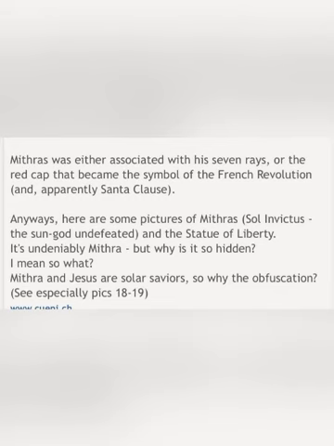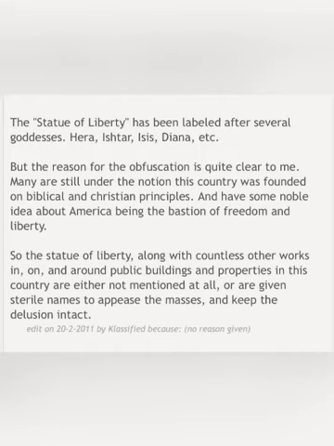Mithra and Jesus are solar saviors, and they have the exact same life. Born of a virgin, died, resurrected, and have kind of vampire energy because they say, drink my blood and live forever. Zoroaster, Jesus, Mithra, drink my blood and live forever, and they're over there by Transylvania. The Statue of Liberty has been labeled after several goddesses: Hera, Ishtar, Isis, Diana.